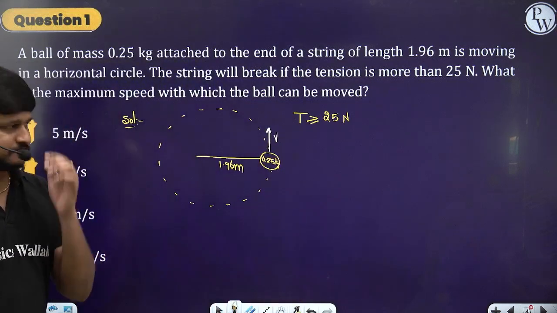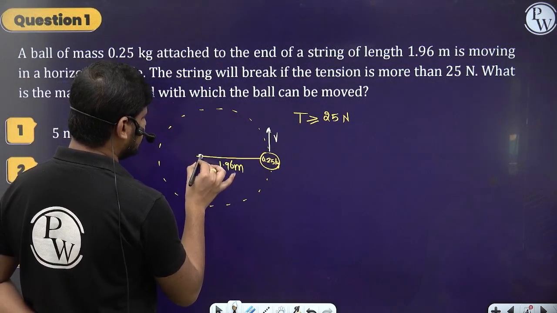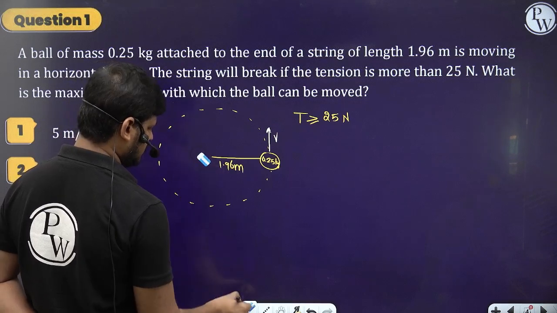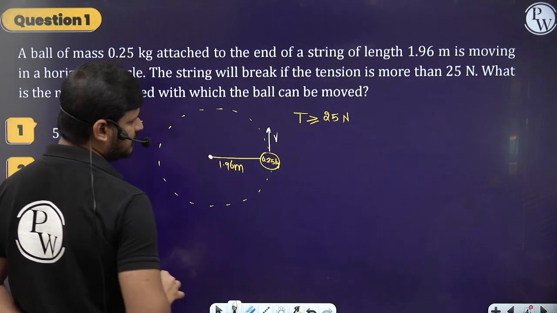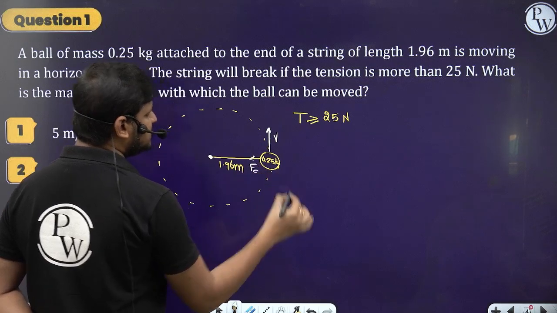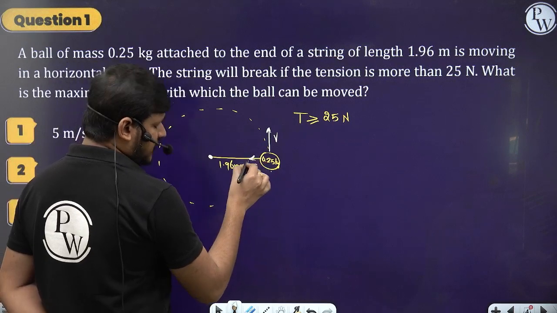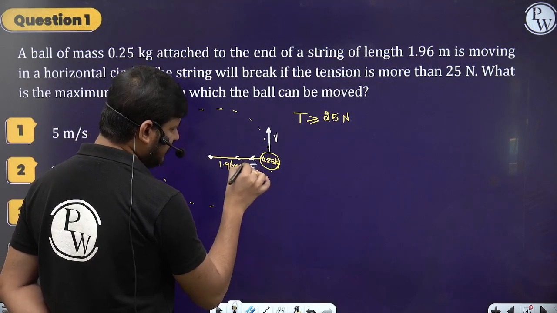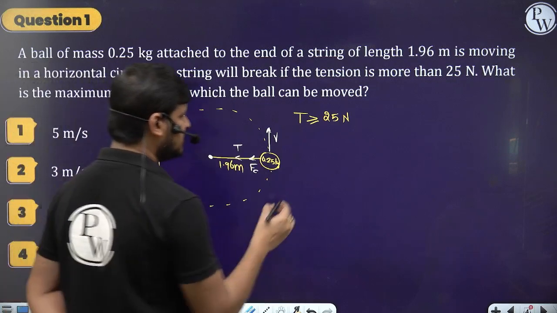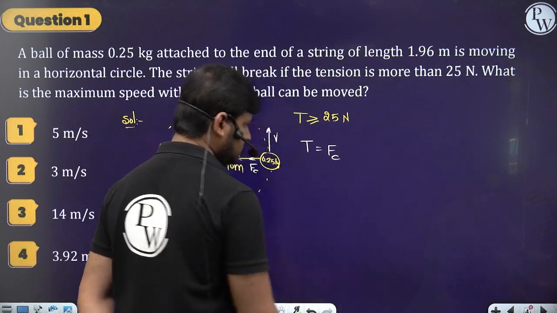So that's a question. In this particular case, this is the center of this circular path, let's suppose. Towards the center there acts some force, which is called the centripetal force, and away from this mass the tension acts. So in this particular case, the tension will be equal to the centripetal force.